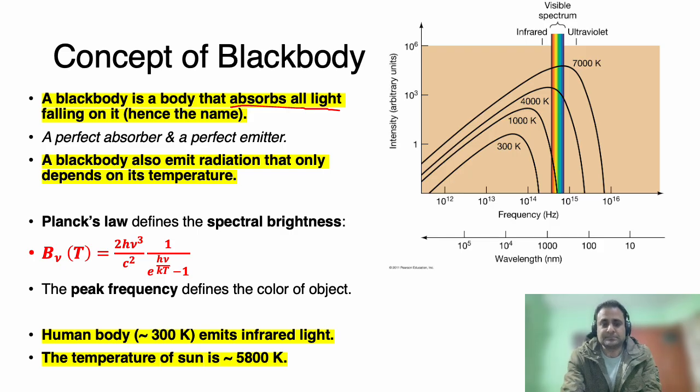And in the conditions of thermodynamic equilibrium, it also has to be not only a perfect absorber but also a perfect emitter. So it will emit the radiation also and it will absorb the radiation also. So the most fundamental property of a black body is that the radiation a body emits.